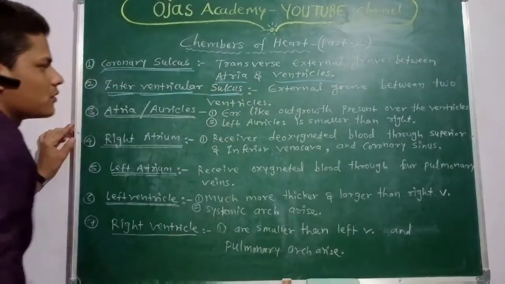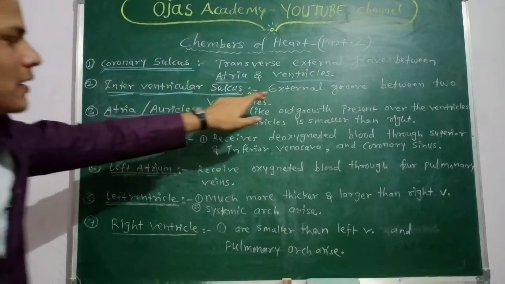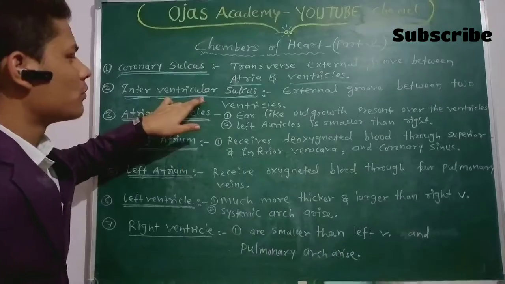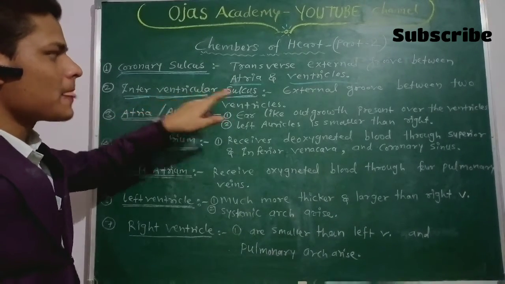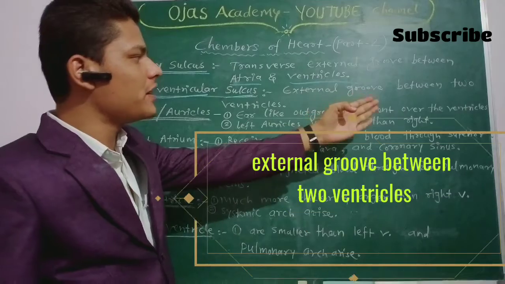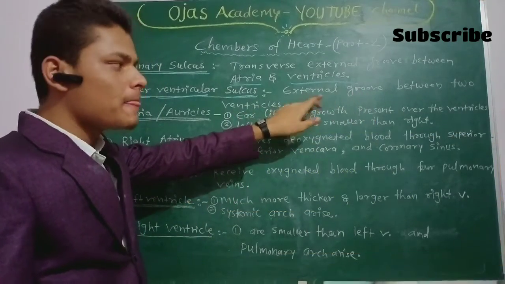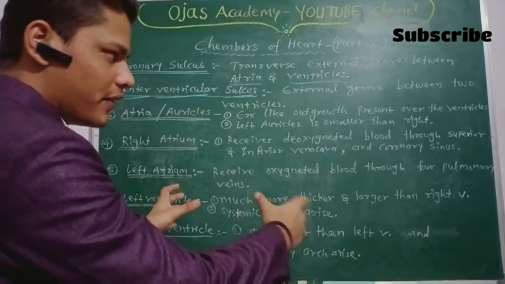Now the next point is the interventricular sulcus. What is the interventricular sulcus? It is the external groove between the 2 ventricles, the right ventricle and the left ventricle.